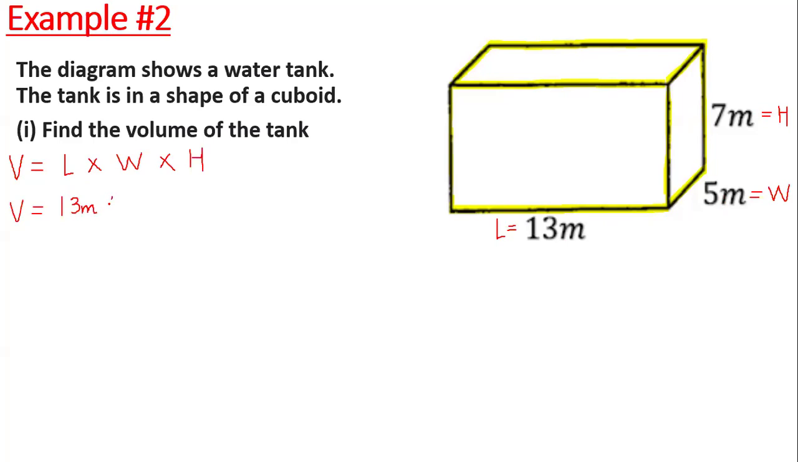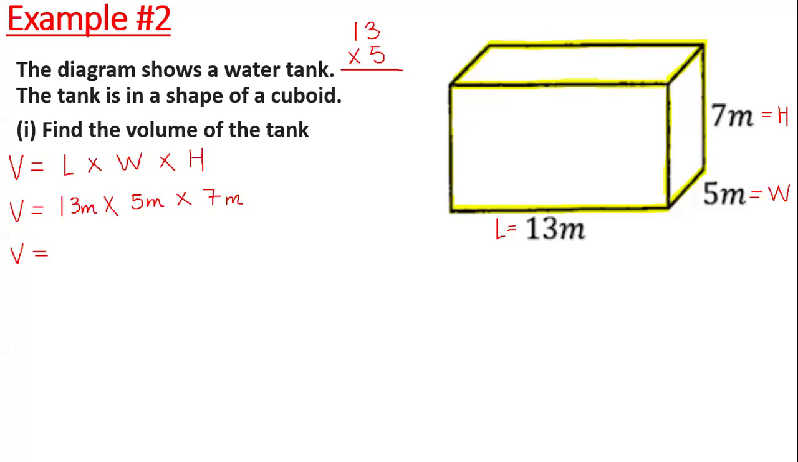So the length is going to be 13 meters. The width is going to be 5 meters. And the height is going to be what? 7 meters. And so we have that the volume is going to be equal to 13 multiplied by 5.